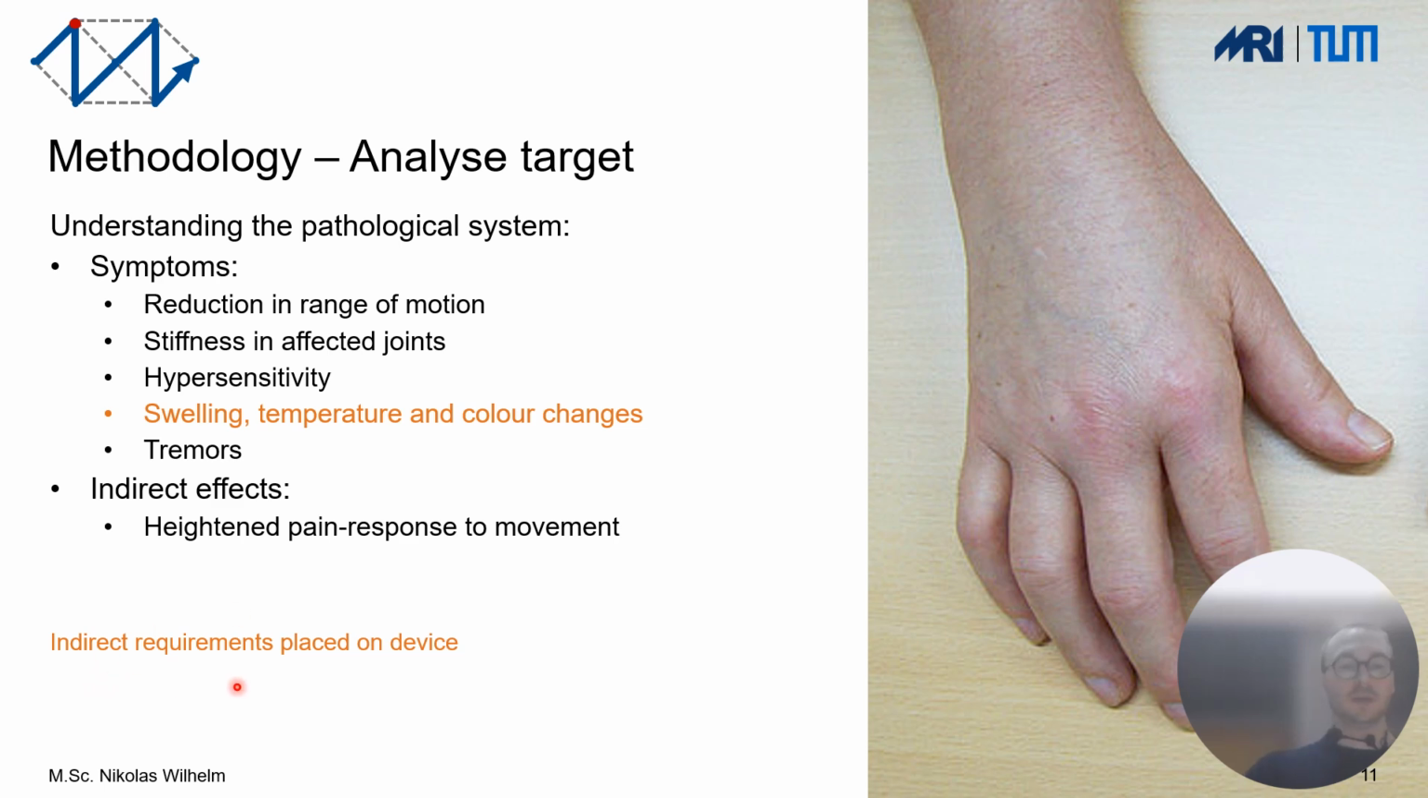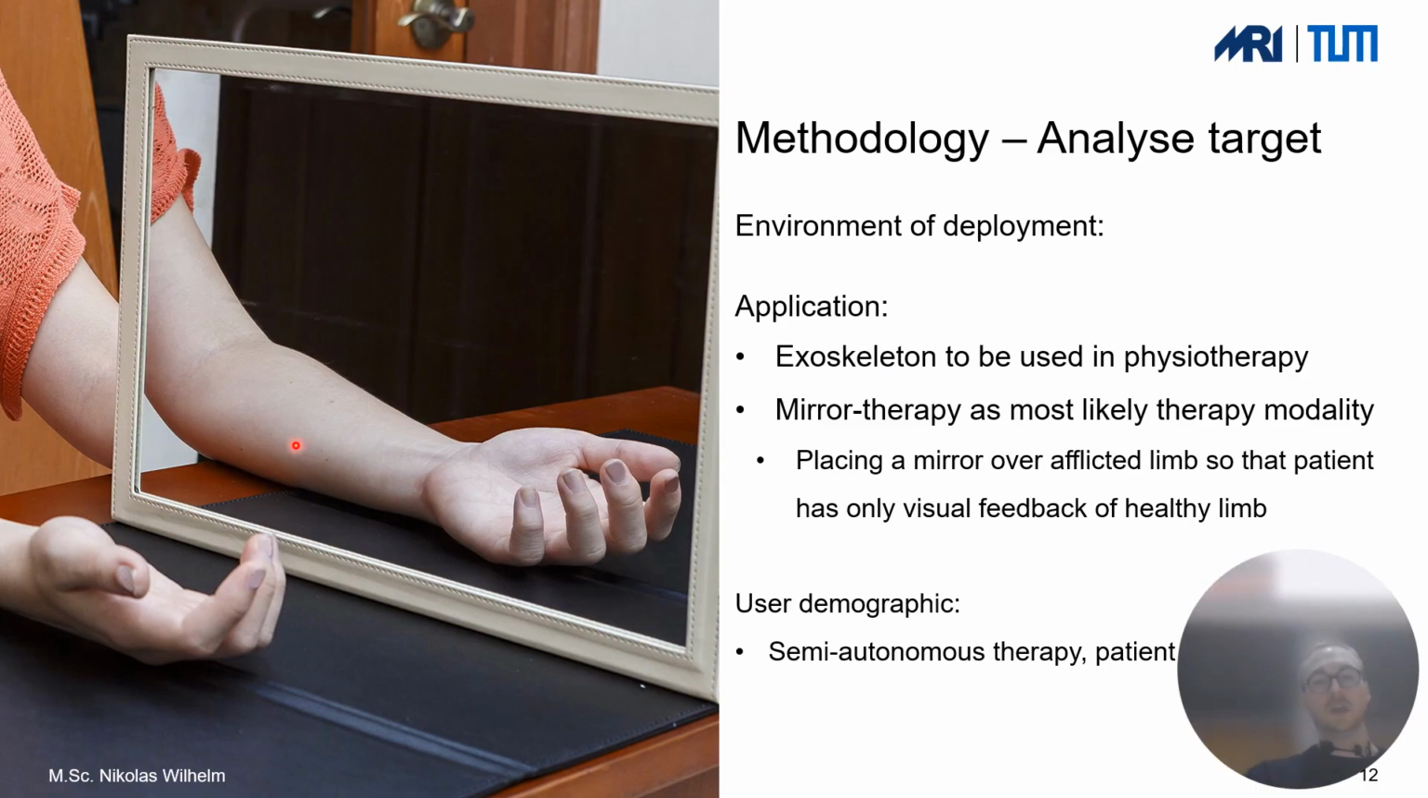And yeah, then of course something like swelling, temperature, color changes that are also indirect requirements that we need to be dealing with. Okay, so next in the stage is still in analyzing the target. So now we understand the hand, we understand what the pathological symptoms are, but we also need to pay attention to the environment that we want to deploy our system in.